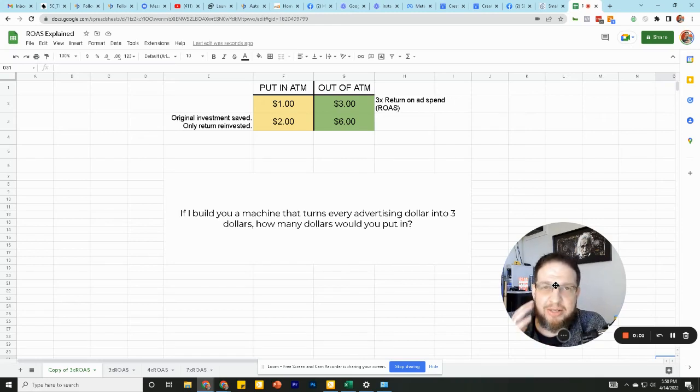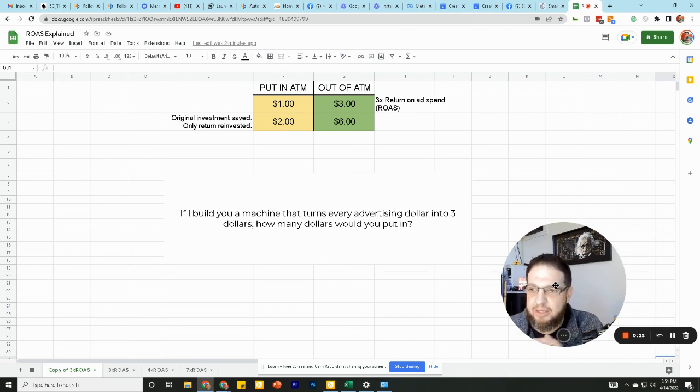What is ROAS and what does it mean to you and your business? ROAS stands for return on ad spend. Imagine an ATM. You invest $1 into that ATM and it gives you $3 back. Right? So that's the basic concept. 3 times ROAS would be you spend $1 in advertising, you get $3 back.